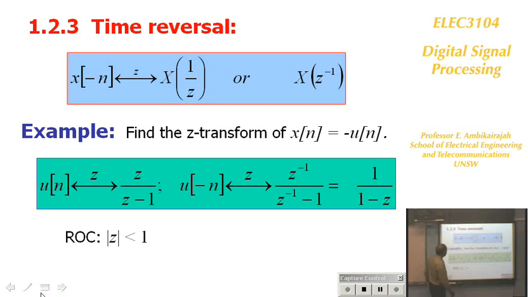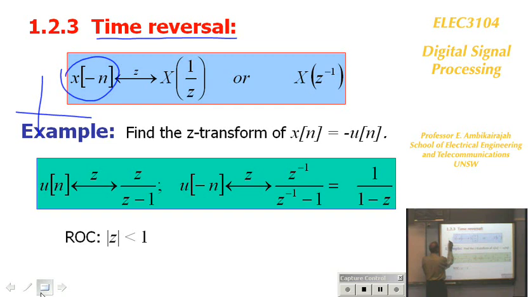Let's look at the time reversal property. What is time reversal? You take the input signal, a signal like that in time, and flip it. So if you have a signal x[n], time reversal gives x[-n]. That's called time reversal.